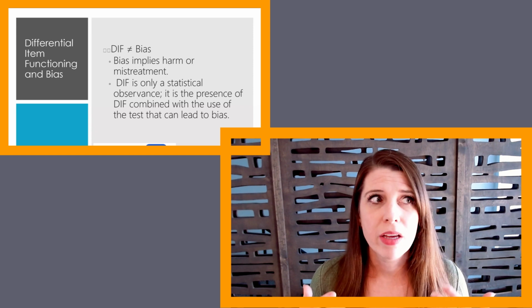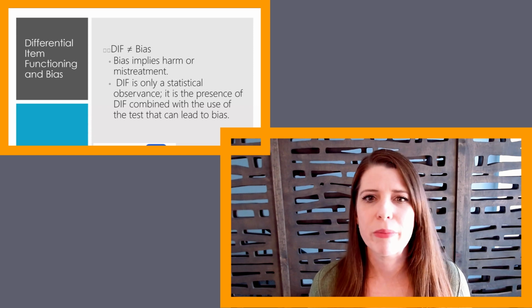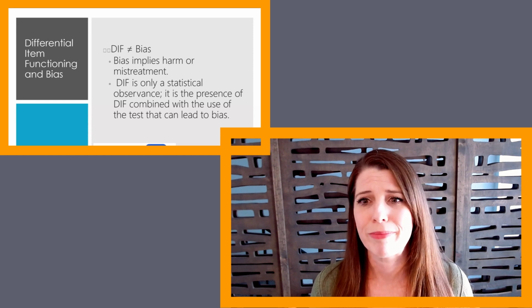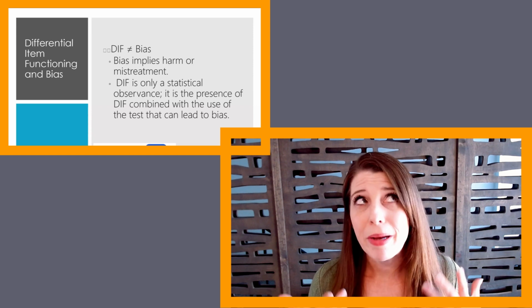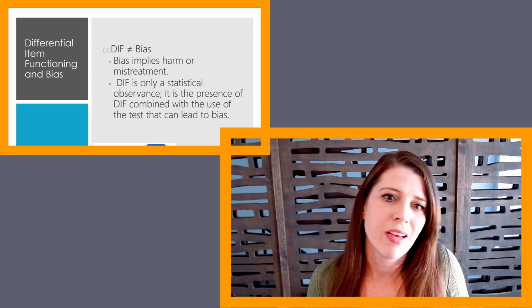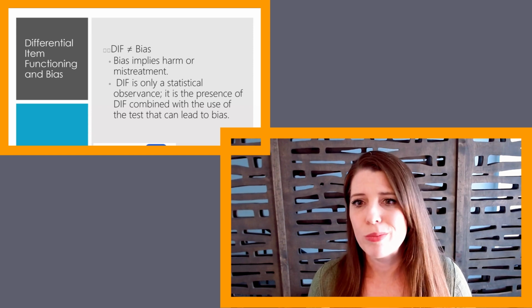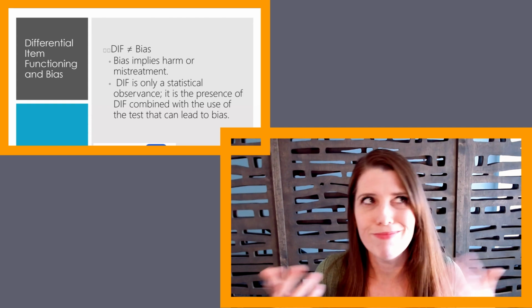For example, maybe there's a test that's used purely for research purposes, and it's simply to determine whether or not there are any differences between ethnicities on a particular subject area. Well, there might be differential item functioning in how those groups respond to the items, but if the results of the test don't bring about any harm to the members of either group, well, there's DIF, but not bias.